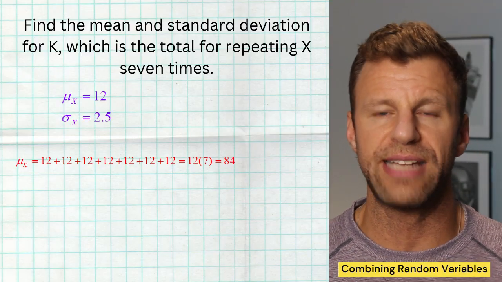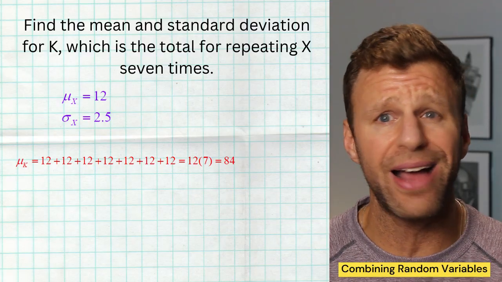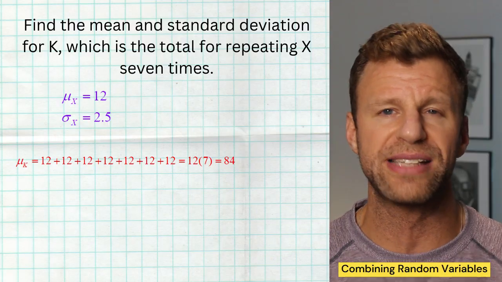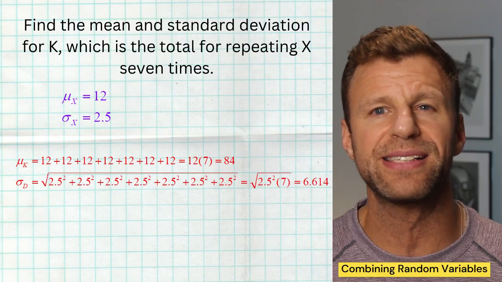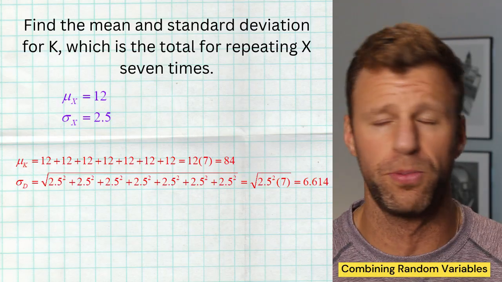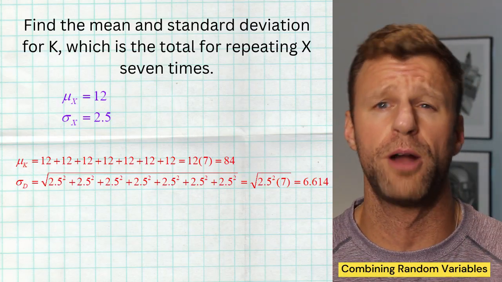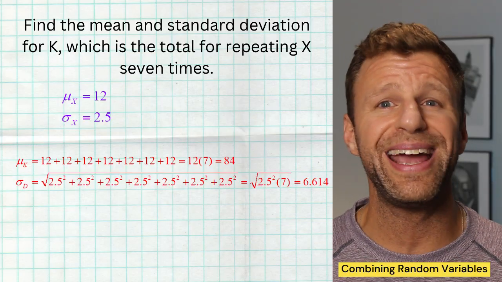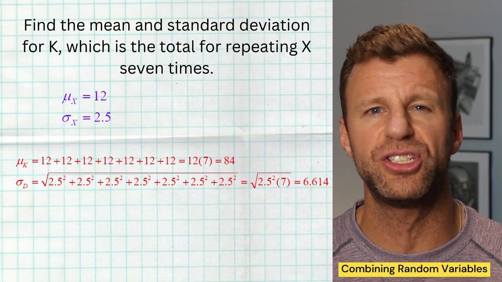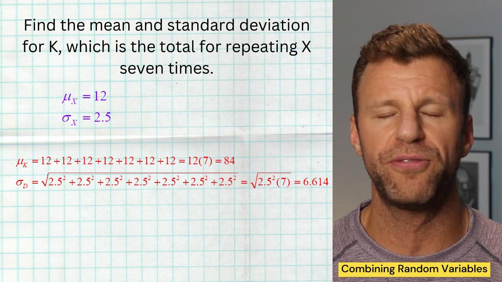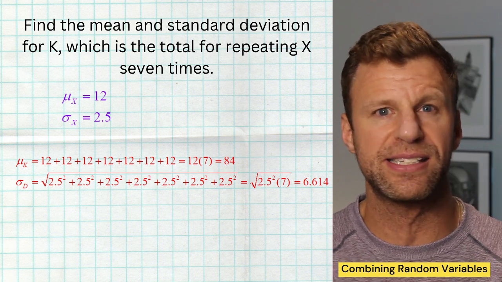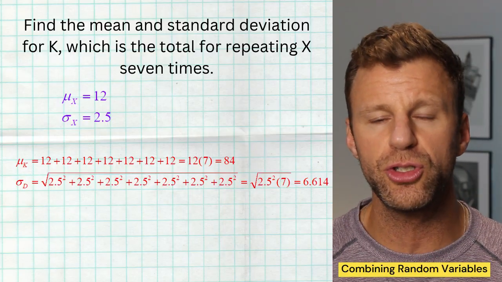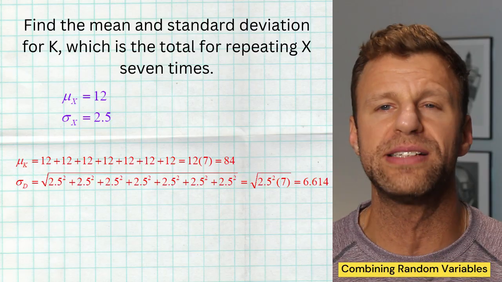Next up, for the standard deviation, once again, I'm not allowed to combine standard deviation. I'm only allowed to combine variance. So I have 2.5 squared. That's the variance for x. But I have to repeat that 7 times. So it's 2.5 squared plus 2.5 squared, and so on, seven times. And once again, I can use multiplication to make that addition faster. So I'm going to take that 2.5 squared, that's my variance for x, but I got 7 variances of that repeated random variable x. So I could do the 2.5 squared times 7 all inside of the square root.